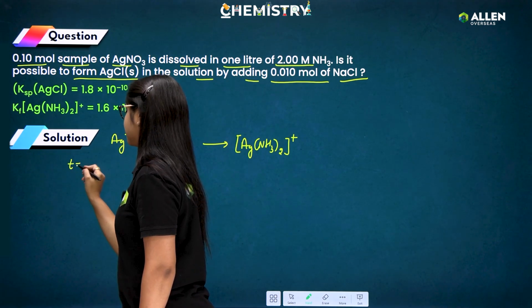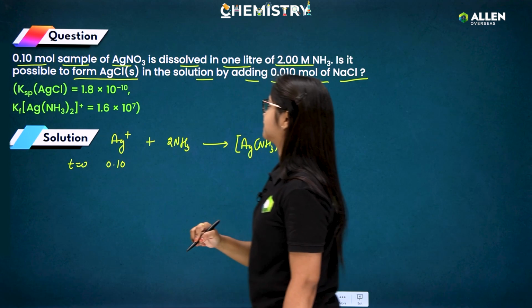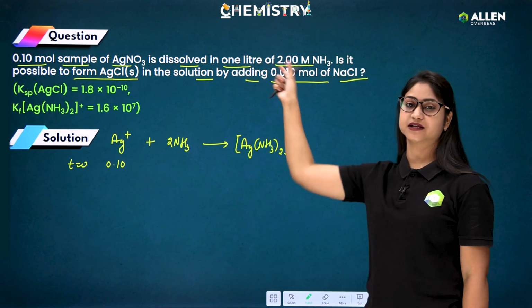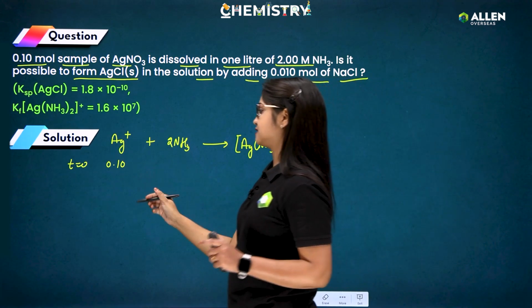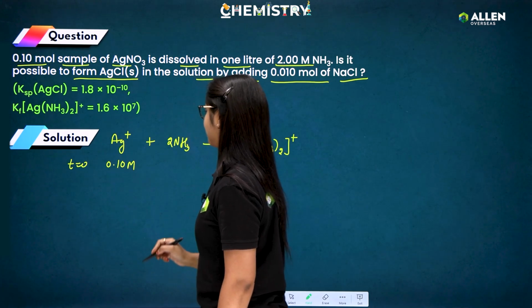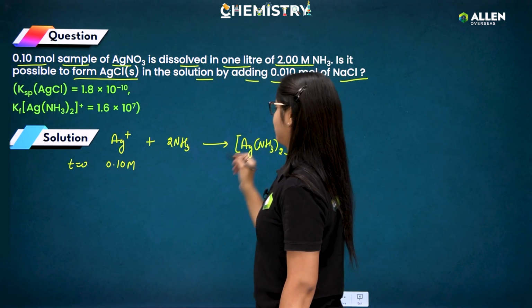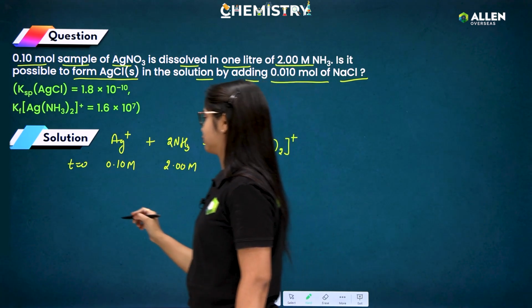At T equal to 0, I have 0.10 mole of AgNO3 and we are adding this to 1 liter solution of ammonia. So the volume will be 1 liter, and this can be written as molar, mole per liter. So 0.10 molar. Ammonia is already 2 molar, given in the question, right? The complex will be 0 at T equal to 0.